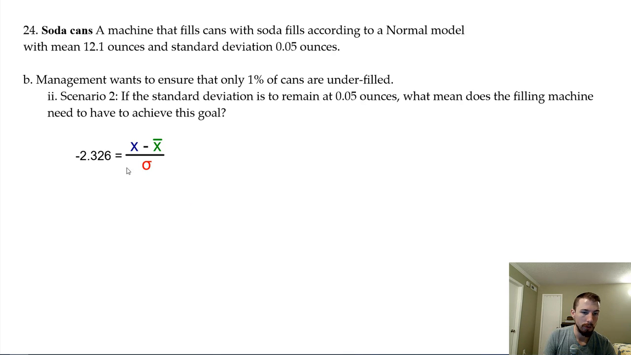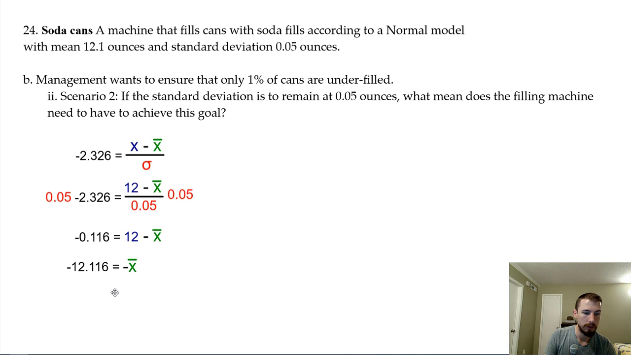So what I'm going to do is fill in the standard deviation that I know and the observation that I want. So I still want 12 ounces, and I'm going to do 0.05, multiply both sides by that value. When we do that, put it in the calculator, we get this. Then the only thing I have left to do is subtract 12 from both sides, and then we can divide both sides by a negative if we want. So that would mean that our mean would have to be 12.16. I think that's it. Yes, that's it.